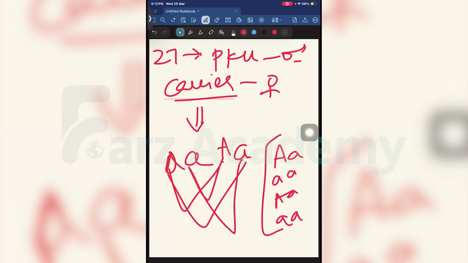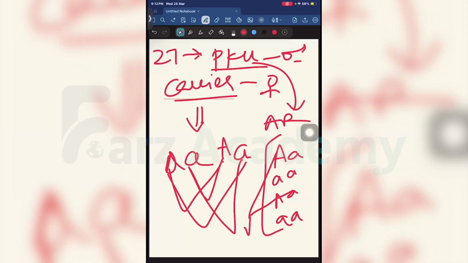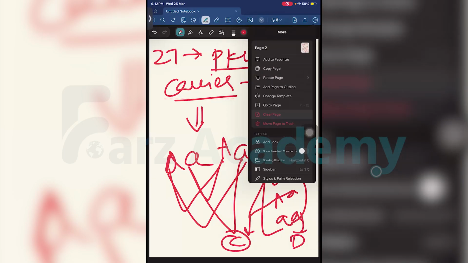Phenylketonuria is what? Recessive, dominant? Autosomal recessive. So these two people will become carriers, and these two carrier people would be 50% diseased, 50% carrier. They might twist the question and ask what is the percentage of absolutely normal individuals. That time the answer would be 0.